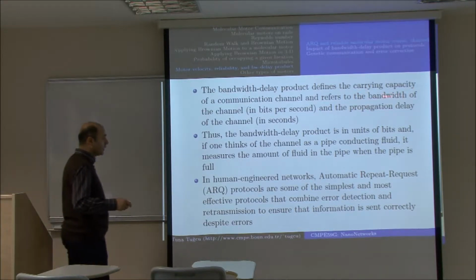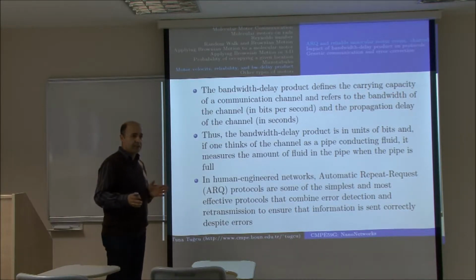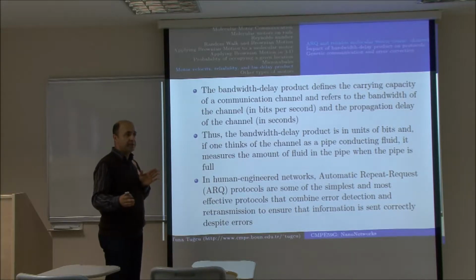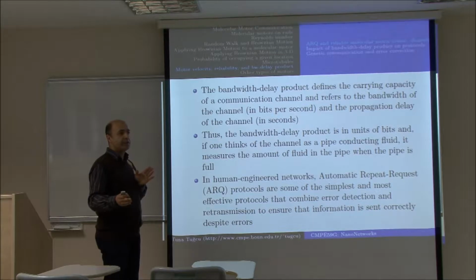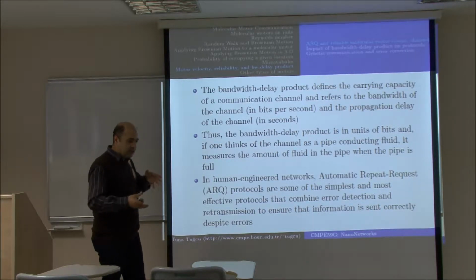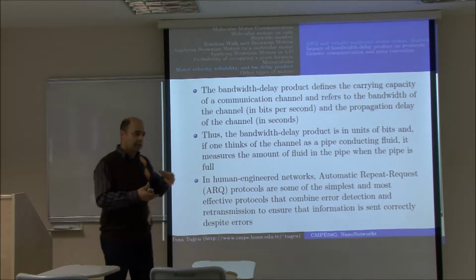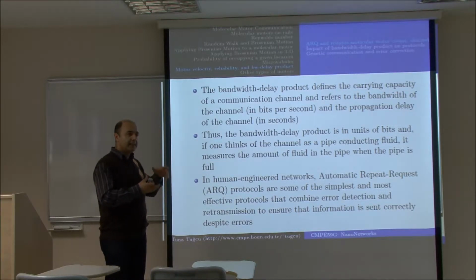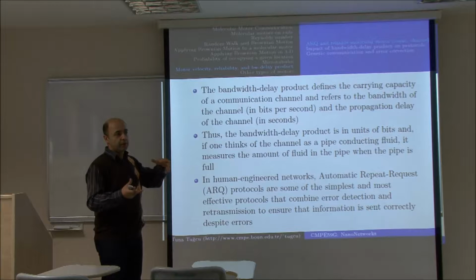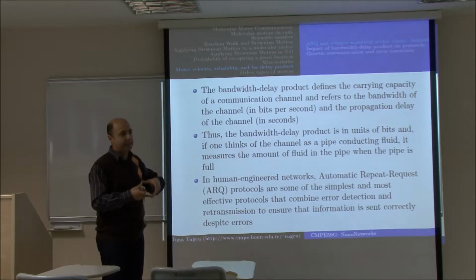In other words, how much information you can put on the channel at any given time. It refers to the bandwidth of the channel. Remember that's given in BPS, so how many bits you can carry in 1 second. You can imagine the communication channel to be something like a water pipe. So the bandwidth will show you the width of that channel.